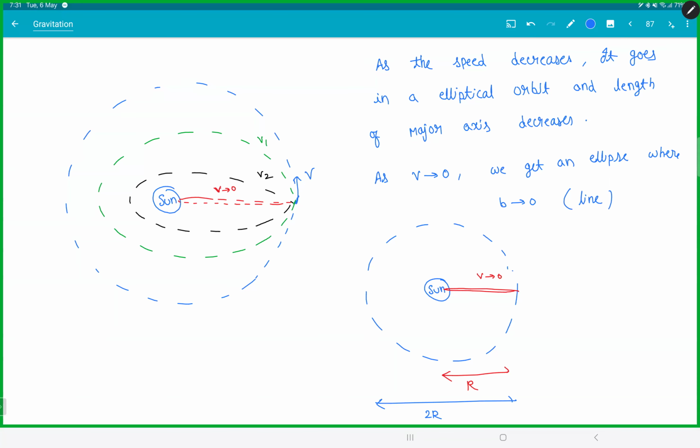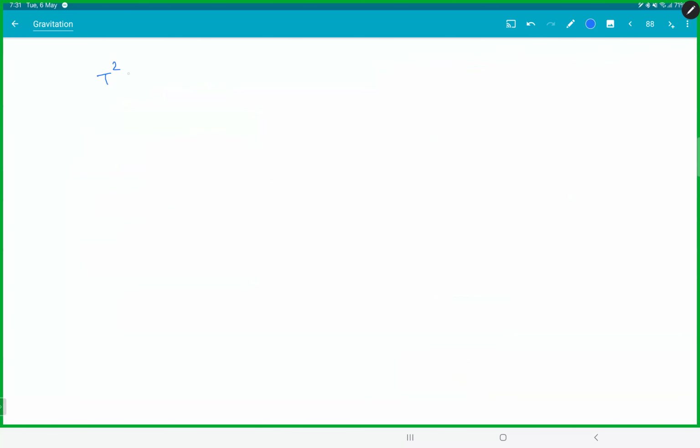And we know the time period depends only on the major axis and is independent of the minor axis. So I can use the relation T squared is equal to a cubed. So T dash squared by T squared is equal to (r by 2) whole cube by r cube. So from here I'll get T dash will be T by 2 root 2.